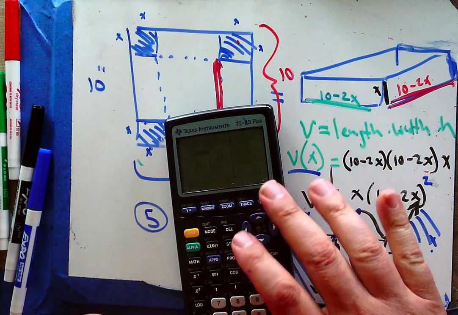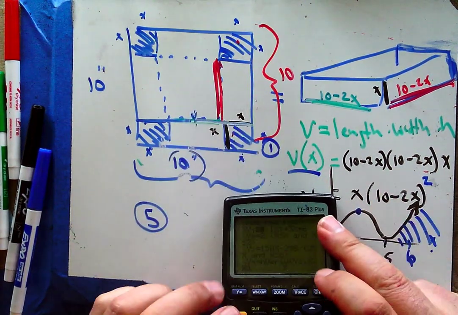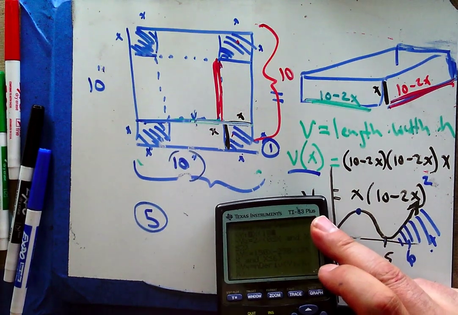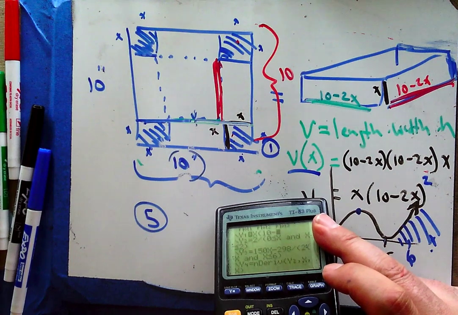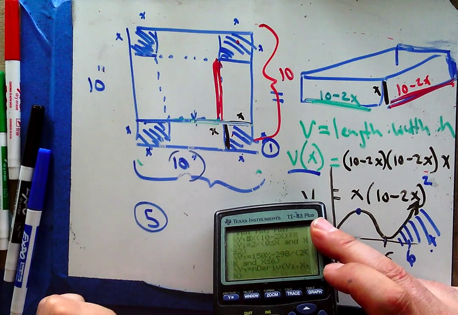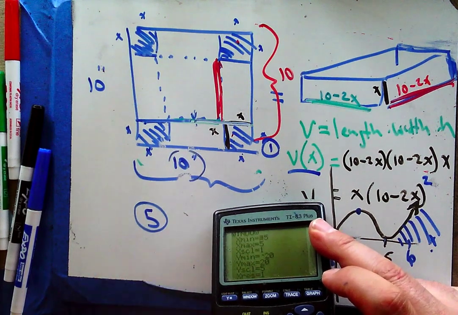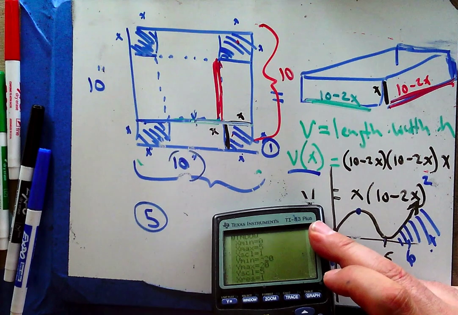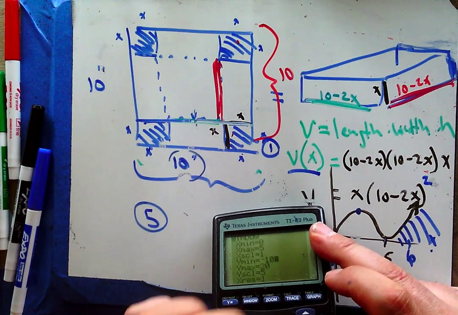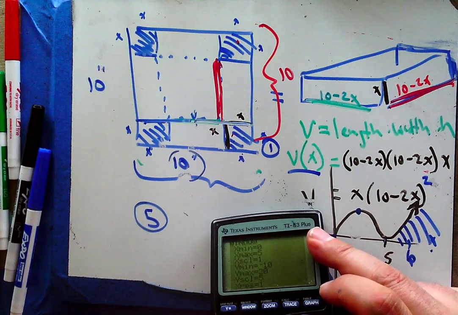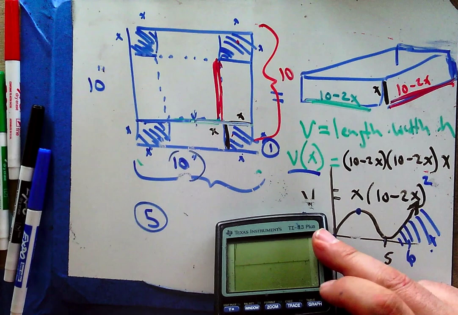We're going to type our function into y equals, and our function is x times (10 minus 2x) quantity squared. And I'm setting my viewing window to go from 0 to 5. Now, what about the y values? Well, I don't know. How about negative 10 to, oh no, I hit clear. Negative 10 to positive 10. Graph.